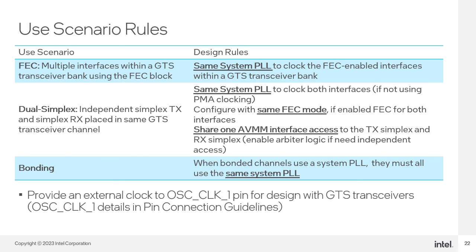Let's look at the use scenario rules. The primary use scenario is related to the architectural design where the same system PLL is used when you configure in certain modes. For example, in the FEC case when you have multiple interfaces that use the FEC in the same transceiver bank, then all the FEC interfaces must use the same system PLL. For the dual simplex case, where you implement independent simplex TX and a simplex RX placed in the same GTS transceiver channel, if you selected a system PLL to clock both of them, then you have to use the same system PLL to do that.